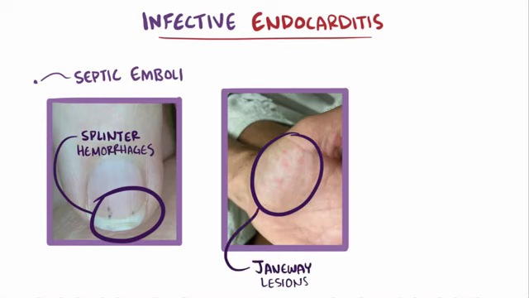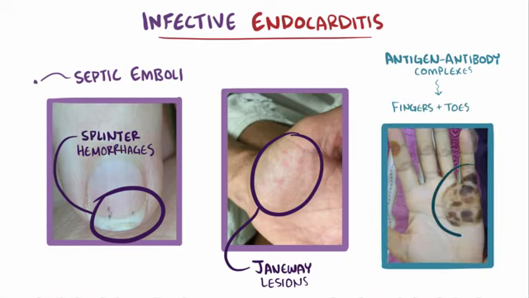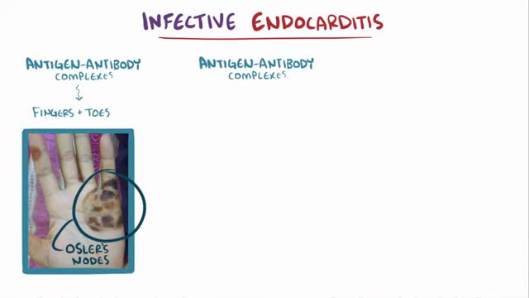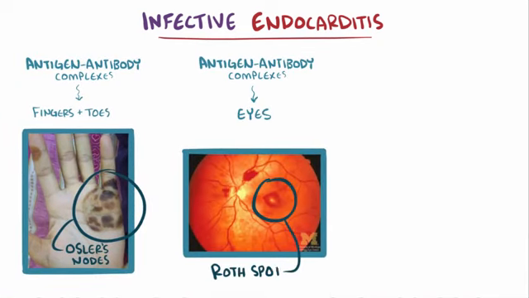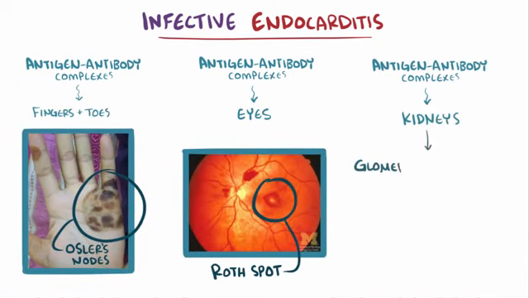Separately, there might be an immune reaction, with antigen-antibody complexes that form and deposit in various parts of the body. In the fingers and toes, these complexes can lead to painful lesions called Osler's nodes. In the eyes, these deposits can lead to Roth spots, and in the kidney, they can lead to glomerulonephritis.